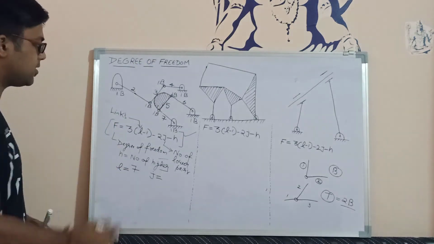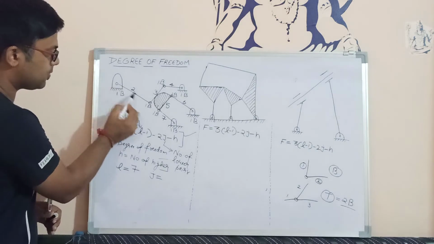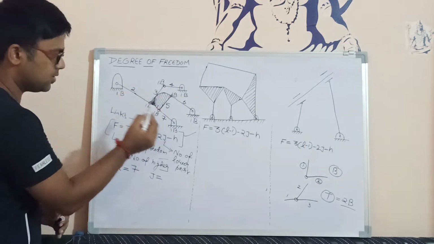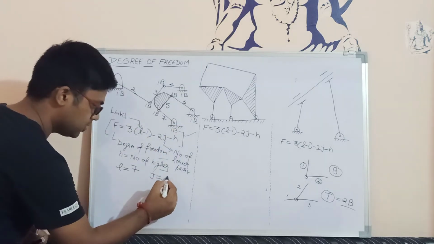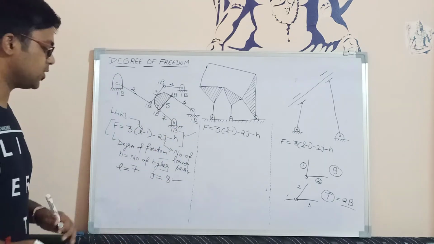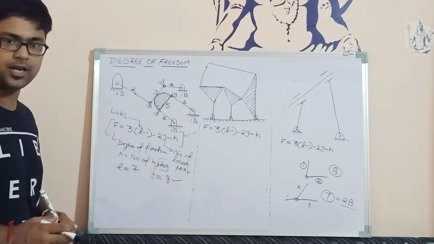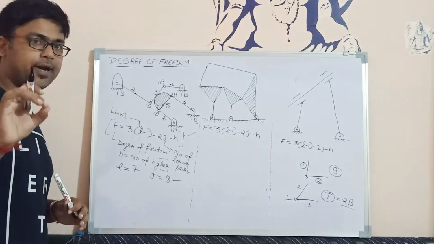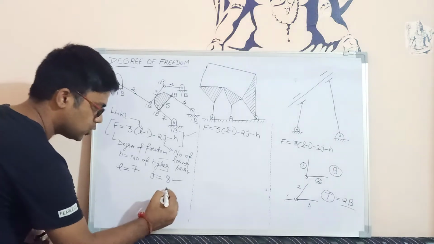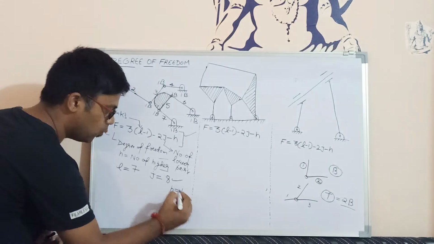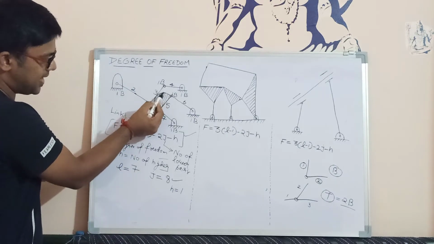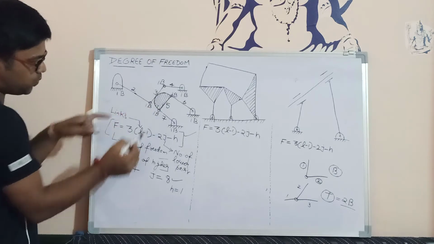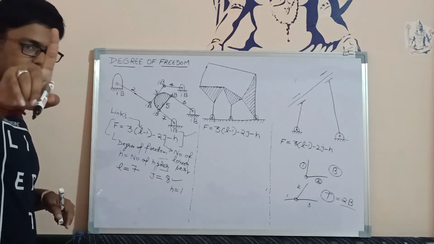So how many binary joints are there? If we count from the starting: 1, 2, 3, 4, 5, 6, 7 and 8. So we are having 8 binary joints. So 7 links, 8 binary joints. Clear? And how many higher pairs are there? When I say higher pairs, it means point or line contact. Clear? So higher pairs are equal to 1, because this entire link 5 is in point contact with link 3. So we are having one higher pair.